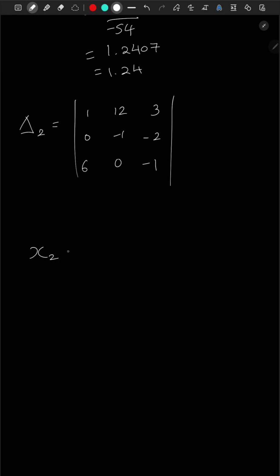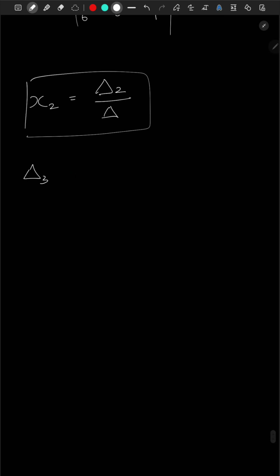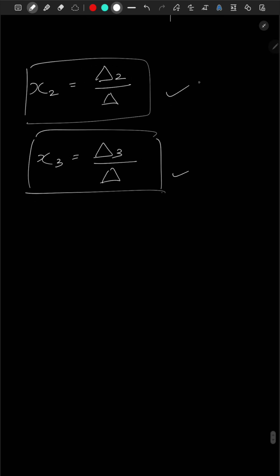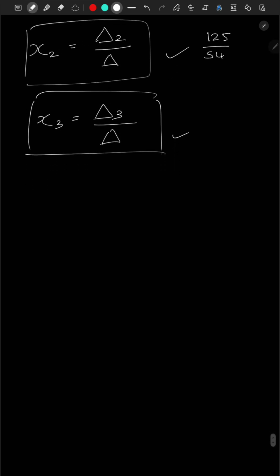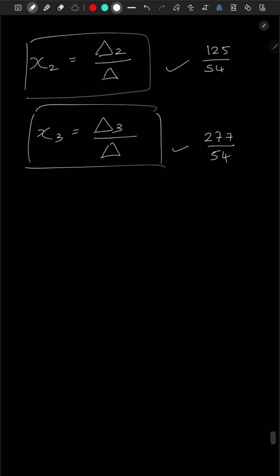Again, you will have x2 is equal to the determinant of 2 divided by the determinant of A. For x3, it would be the determinant of 3 divided by the determinant of A. So you can check your answers again by doing this. For x2, you will have 125 over 54. And for x3, you will have 277 over 54. You can check this answer.